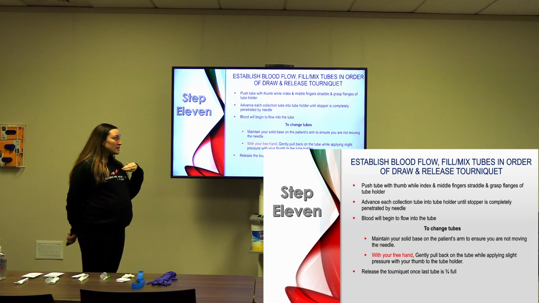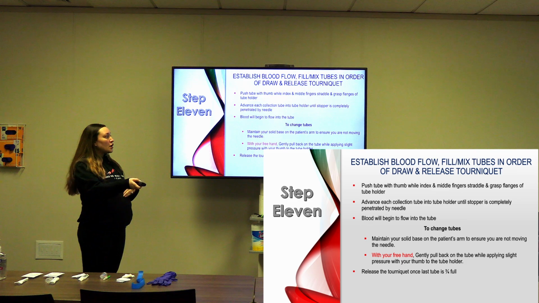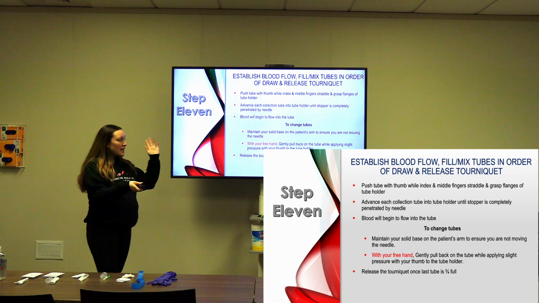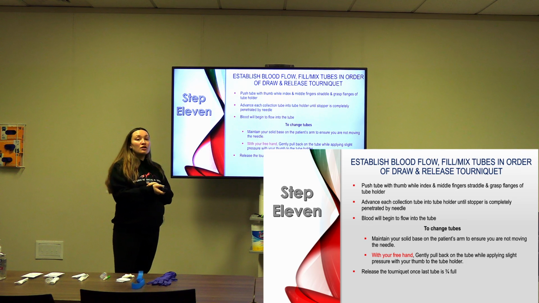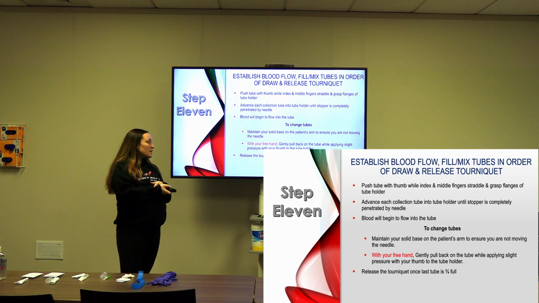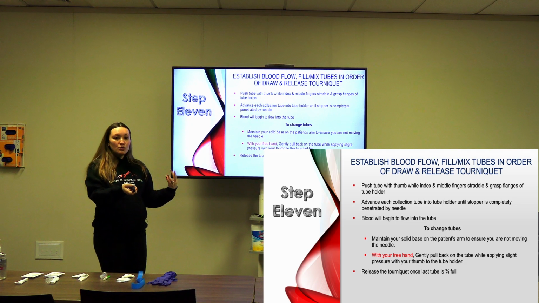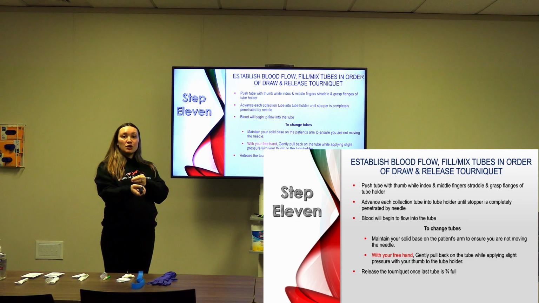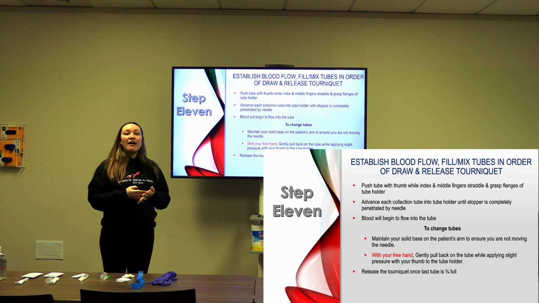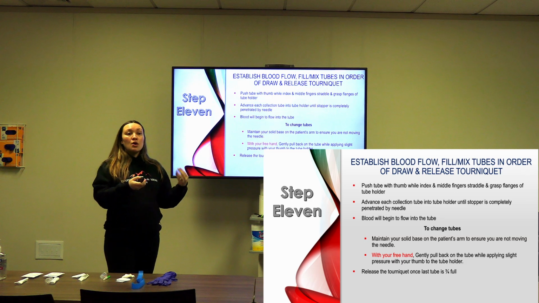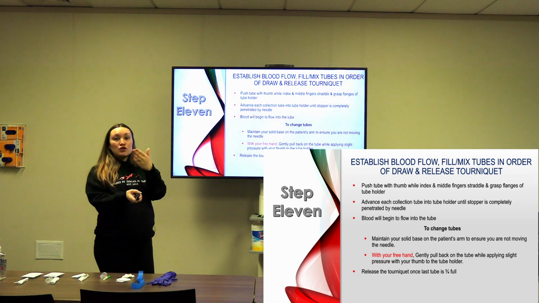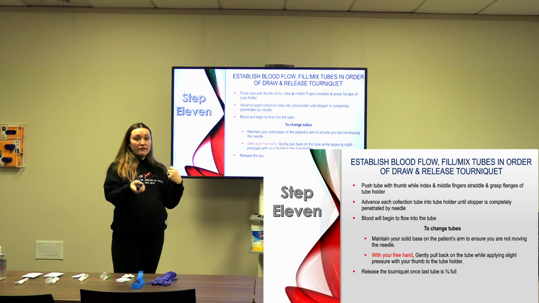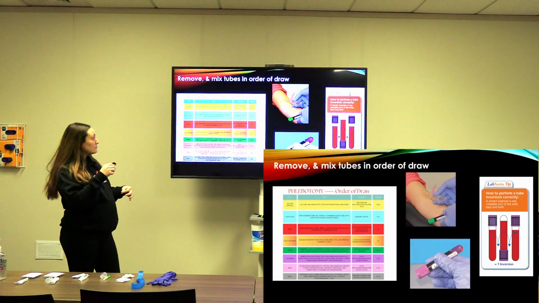To change tubes, maintain your solid base on the patient's arm to ensure that you are not moving the needle back and forth. With your free hand, always your non-dominant, you're going to gently pull back on the tube while applying slight pressure with your thumb to the tube holder. Then you're going to continue placing tubes and taking them off, placing tubes and taking them off until you have collected all of the samples that you need. Once you pop the last tube on, pop the tourniquet off, let the tube continue to fill, pop the tube off, and then we can move forward.